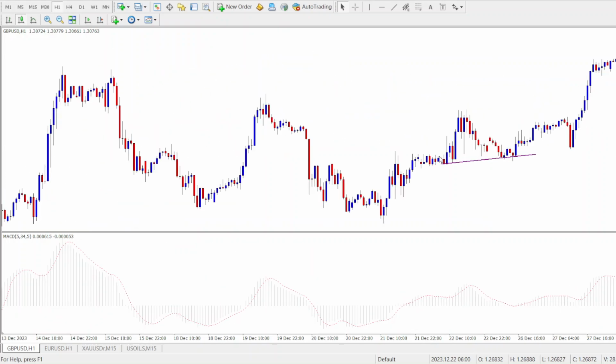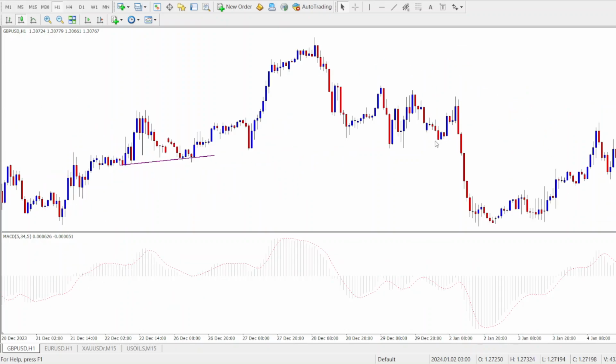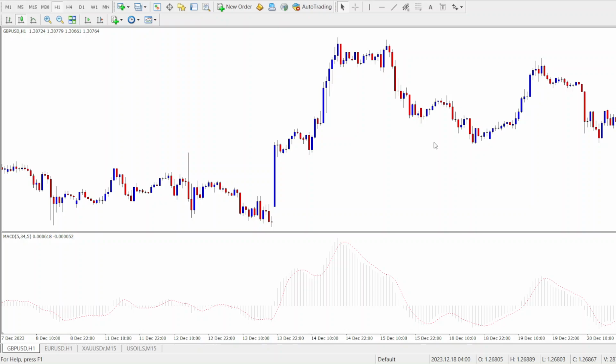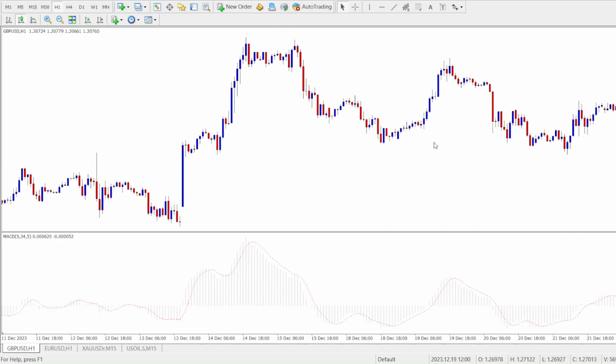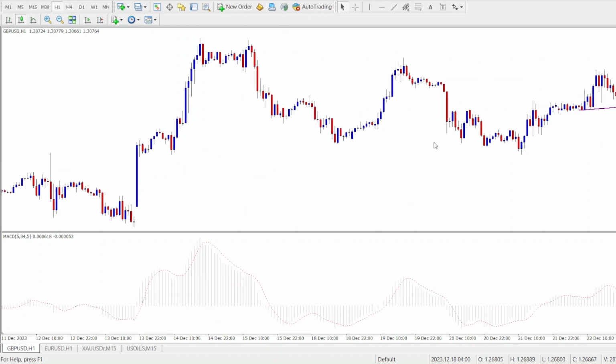Let's use a sell this time around. When the price is making lower highs, but the MACD is making higher highs. Okay, let's look for such an example. The price is making lower highs, but the MACD is making higher highs.